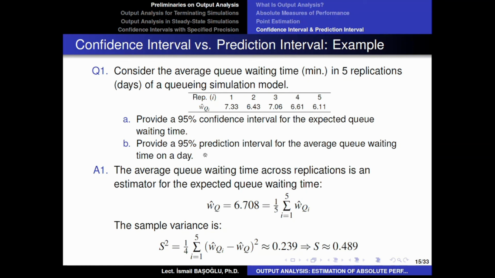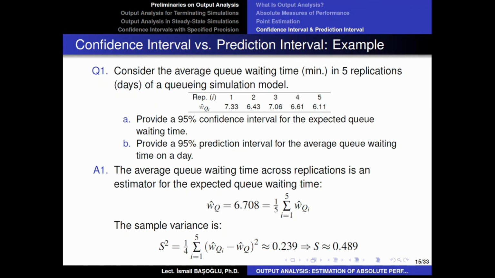Okay, so we compute the sample mean by taking the average of these 5 observations, which is approximately 6.7. The sample variance coming from these 5 observations can be obtained by taking the differences of the replication averages from the average across replications. This is called the deviation of the sample observations from the overall mean. When we square it and divide it by 4, we get the sample variance, and the sample standard deviation is 0.489.